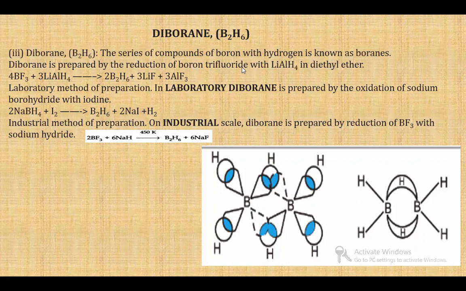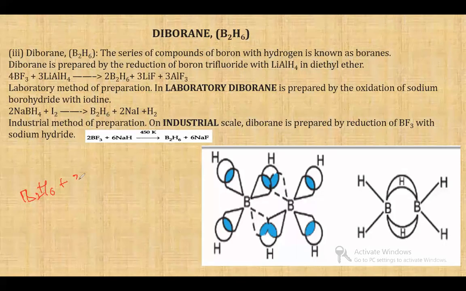This is what you call banana bonding. Next, diborane catches fire spontaneously upon exposure to air. It burns in oxygen, releasing an enormous amount of energy. So, formation of B2O3 from B2H6: B2H6 treated with oxygen, O2, will form B2O3.